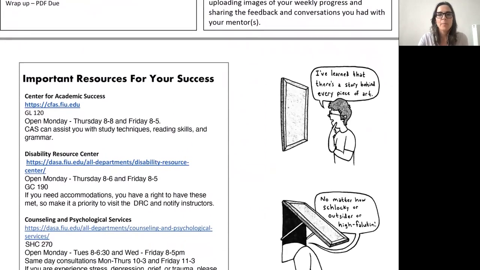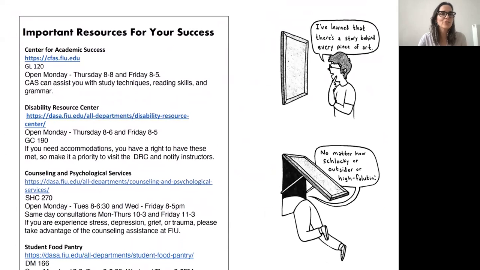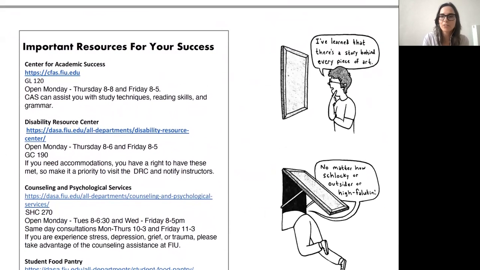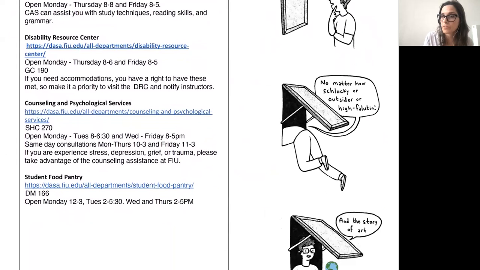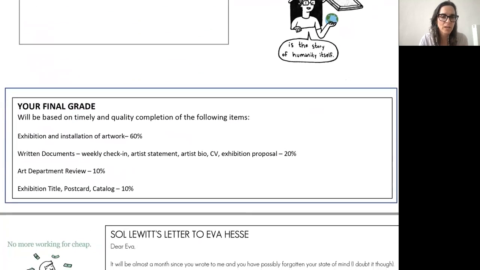So keep going. Resources for your success. So these are things and places that you can reach out to for some feedback and support on campus. So the Center for Academic Success, the Disability Resource Center, Counseling and Psychological Services, and the Food Pantry. So these links should work. Please take advantage of all of these services, okay?